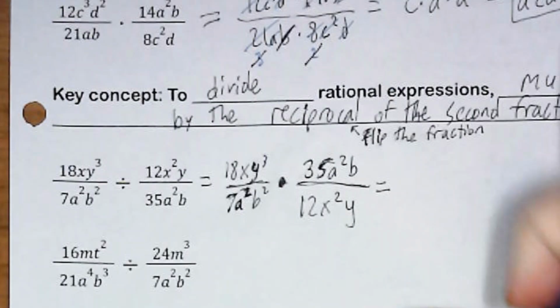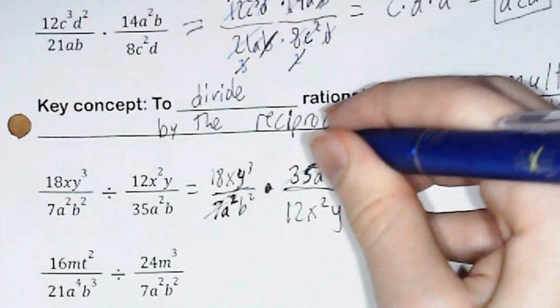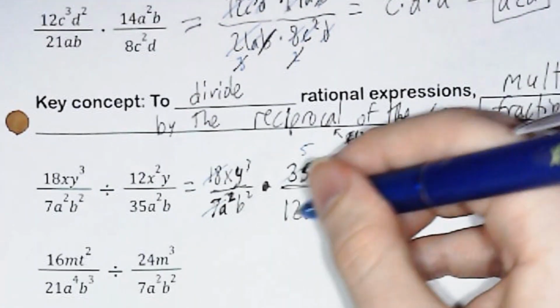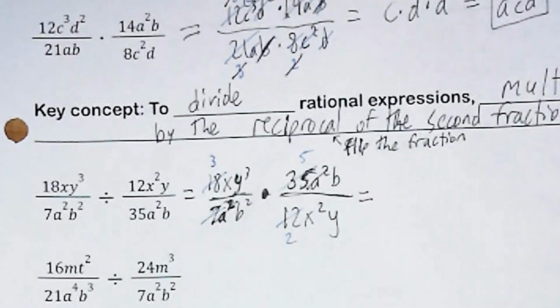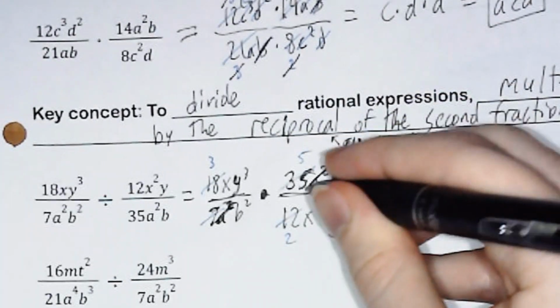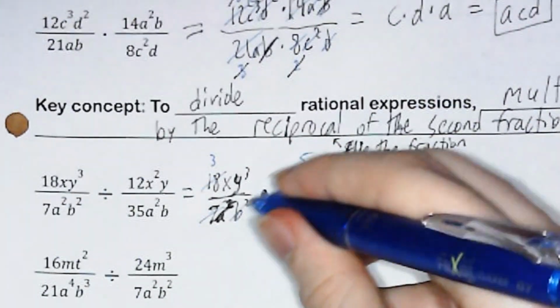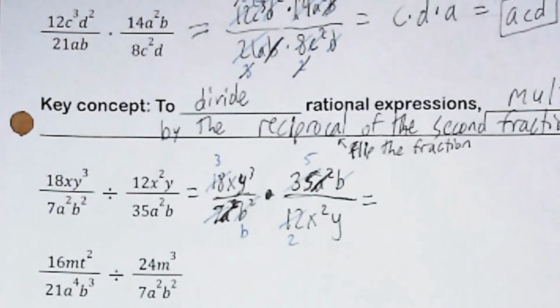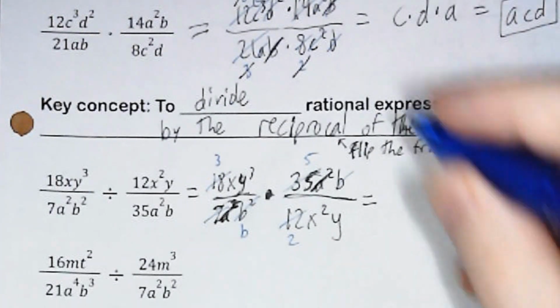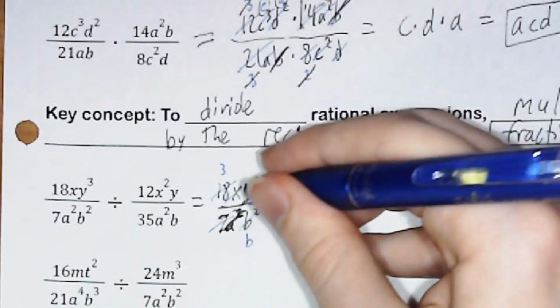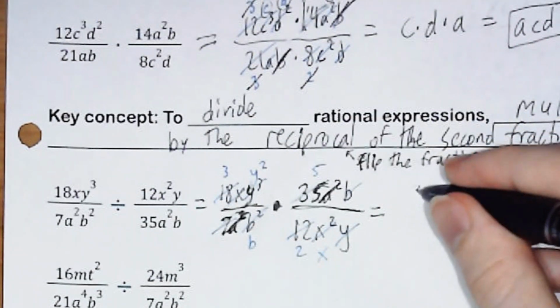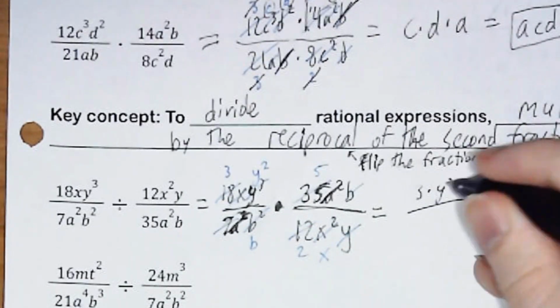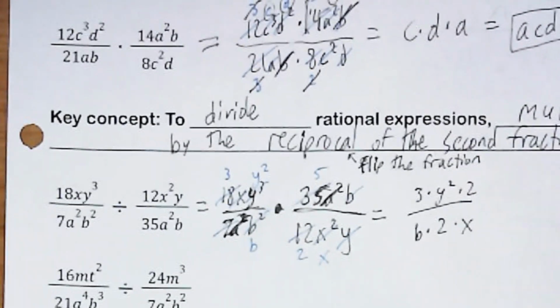Okay, so 35 and 7 reduce to 5 and 1. 18 and 12 reduce to 3 and 2. And now we have the variables. A squared and a squared just cancel out. b and b squared reduce to b on the bottom this time, x and x squared reduce to x on the bottom, and y cubed and y reduce to y squared on top. And we're left with 3 times y squared times 2 over b times 2 times x.